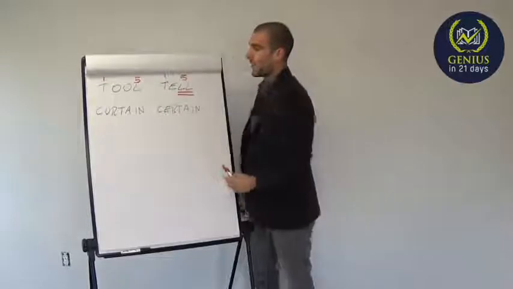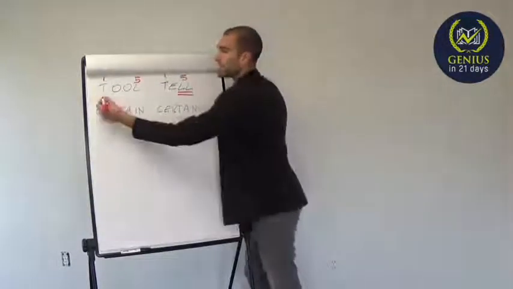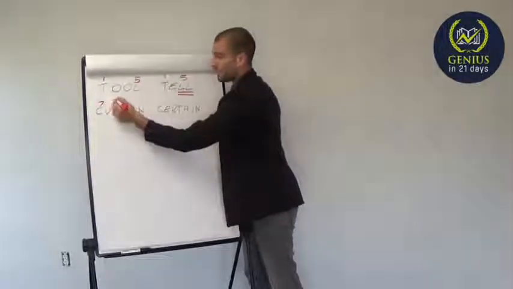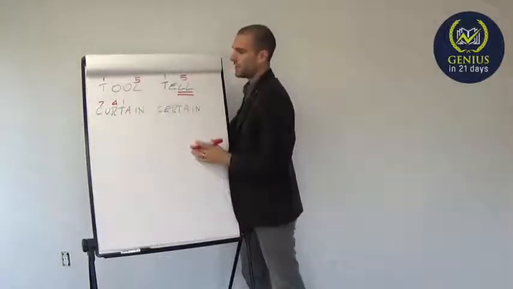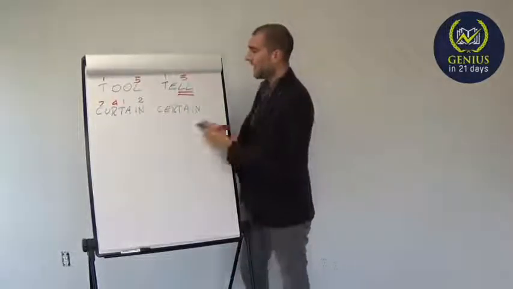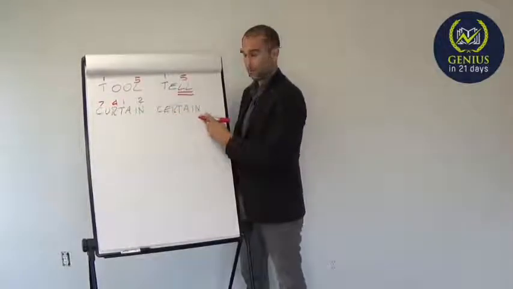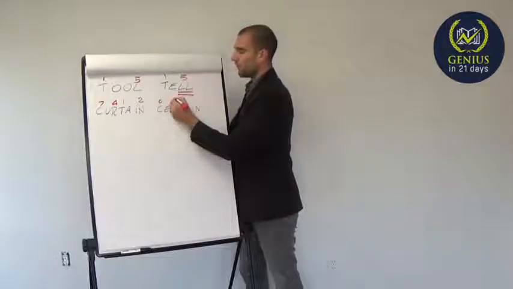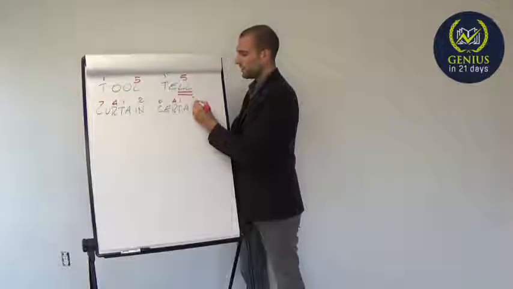Here, for curtain, you have K, R, T, N. K is number 7, K, G. R is number 4. T, number 1, T, D. And the last one is N, number 2. Here we have certain, so the sounds are S, R, T, N. S is 0, Z, S. R is 4, T is 1, N is 2.